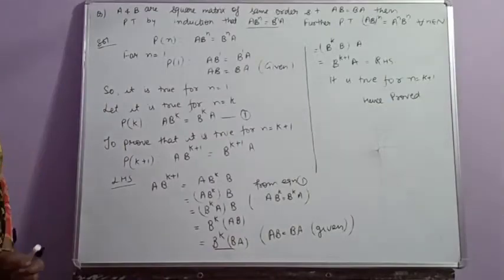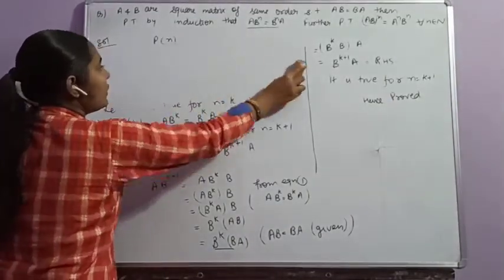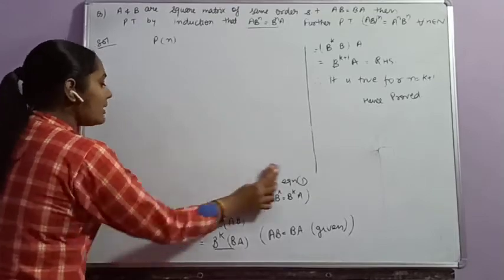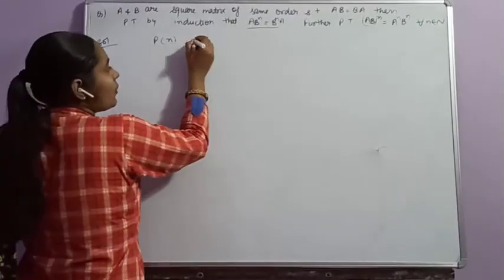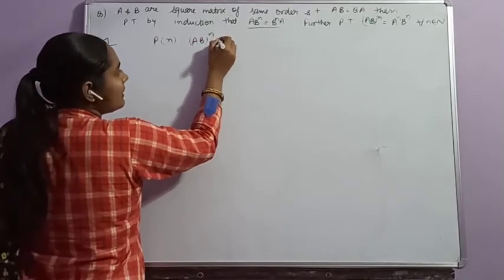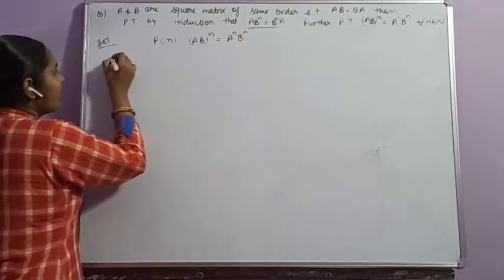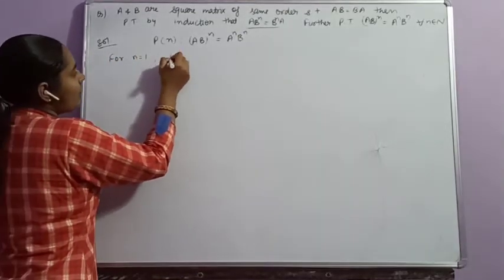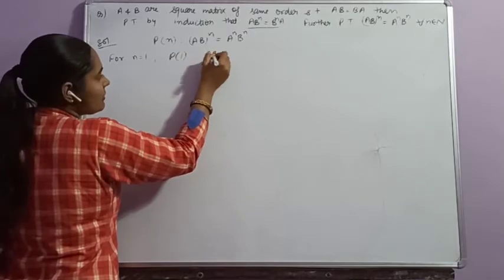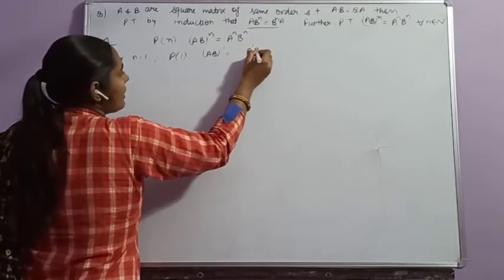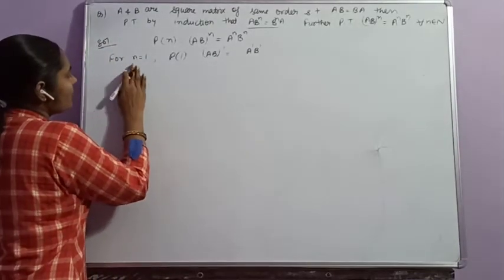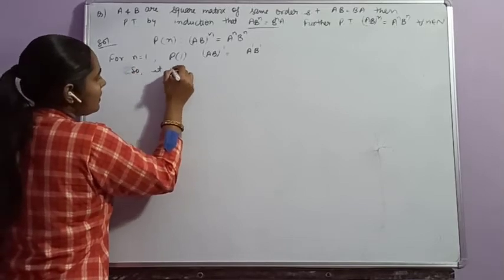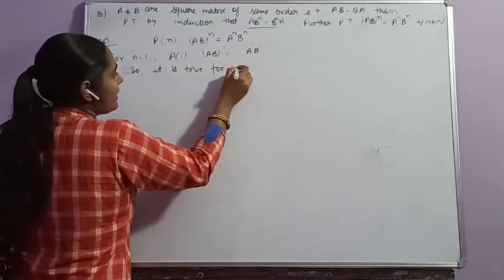Next part is we have to prove that (AB) whole raised to the power n is equal to A raised to the power n into B raised to the power n. Now Pn is (AB) raised to the power n is equal to A raised to the power n, B raised to the power n. Firstly, for n is equal to 1, P1 will be left hand side (AB) raised to the power 1, that is equal to A raised to the power 1, B raised to the power 1. Both are equal. So it is true for n is equal to 1.